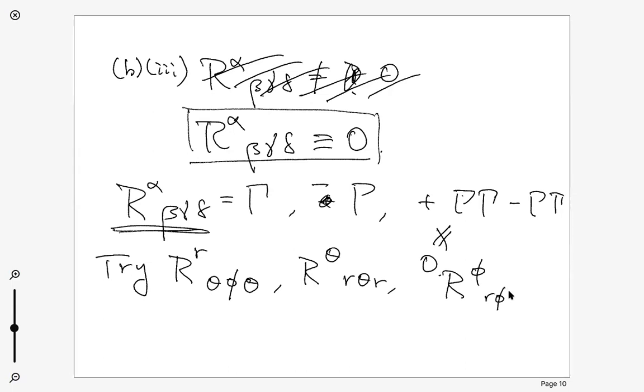Okay. These are some suggested components of the Riemann tensor that you can try. But of course, you can try any combination of indices.